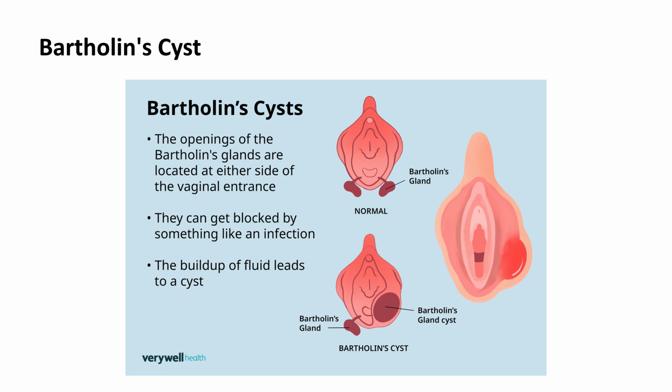These are Bartholin cysts. The openings of these glands are located at either side of your vaginal entrance. They will get blocked, and it'll be like an infection. You can get a cyst or a buildup on them. They are said to be very painful, okay?